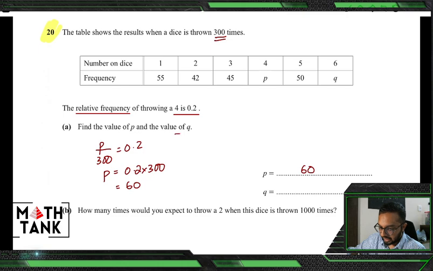Then it says find the value of Q. So let's think about the value of Q. I know that this came out as 60. Now that was thrown a total of 300 times. So I can say that all of this must add up to 300.